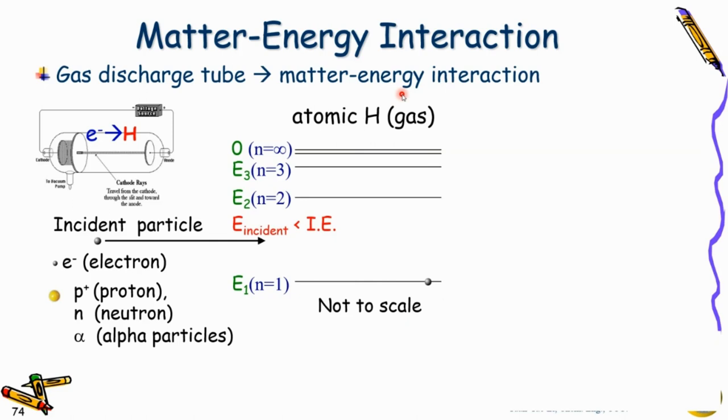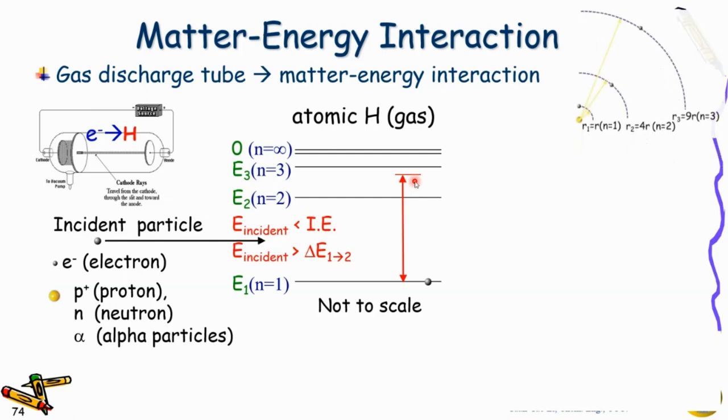nothing happens. However, this one doesn't become an ionized atom, right? However, if the incident energy is stronger than the energy between n=1 to n=2, then what happens? This electron will be excited from the ground state. For example, the energy is like this, and you will jump to a higher energy level, right? The electron will jump from here to here. But unfortunately, because of the quantized energy levels, this electron can only jump to here, not here, not here.